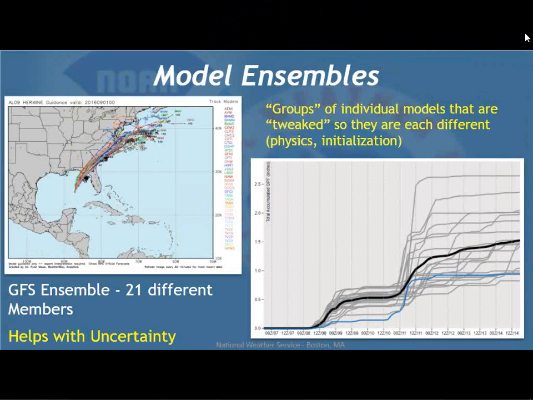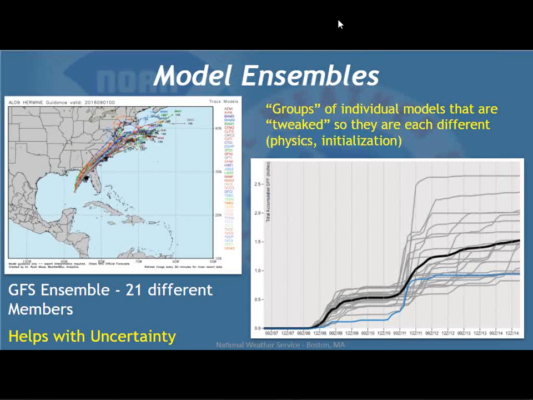So speaking of ensembles, these are known as groups of individual models. Think of it this way: the GFS ensemble is actually made up of 21 different runs of the GFS, the same model. The difference is we tweak things on each of those 21 models. So model run number 1 will have different initialization than model 2, 3, 4, 5, etc., or a different physics package. They're all a little bit different. And what that does is it helps iron out the uncertainty in the forecast.